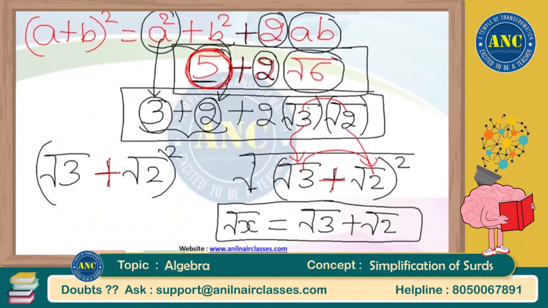So it is root 3 into root 2. Forget about simplifying to this particular format and wasting your time. 3 plus 2 is 5. That 5 is only what is present here. So directly you can write it as root 3 and root 2. Whatever sign is in between, put it in between here.